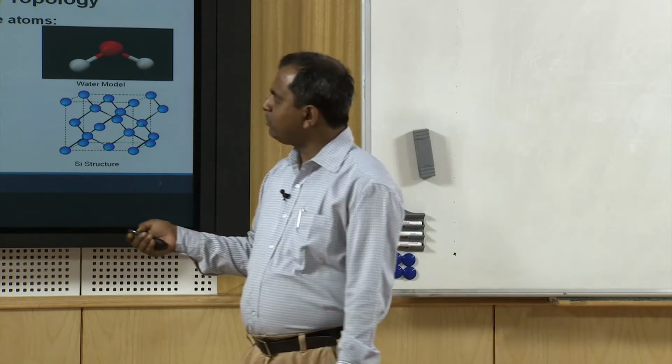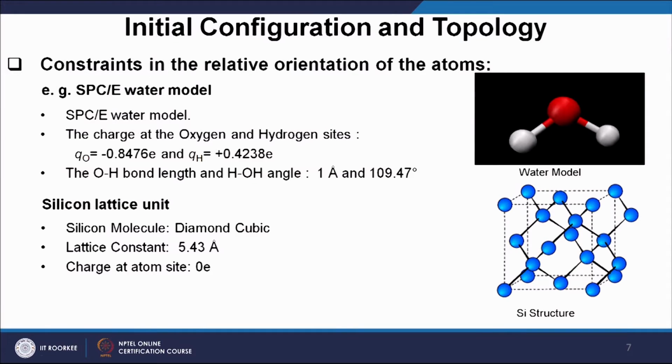Next, what will be the bond length, that means R naught, and what will be the bond angle between HOH, that means the theta naught. Those values we set as 1 angstrom as R naught and 109.47 degree for theta naught.